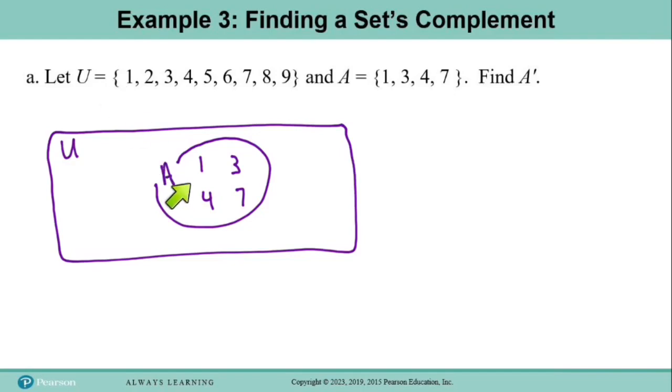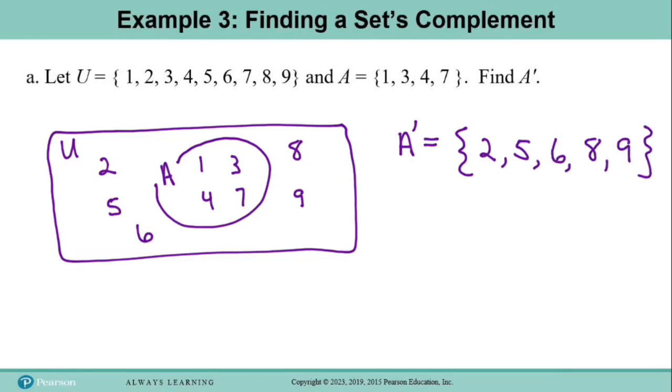So the 1 is already included in set A. We need the 2, the 5, the 6, and then we need the 8 and the 9. Okay, so now you can see that every element from the universal set is represented here. The ones that are outside of set A are A prime. So A prime is the set containing 2, 5, 6, 8, and 9.